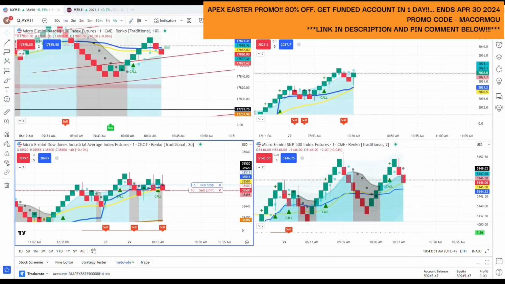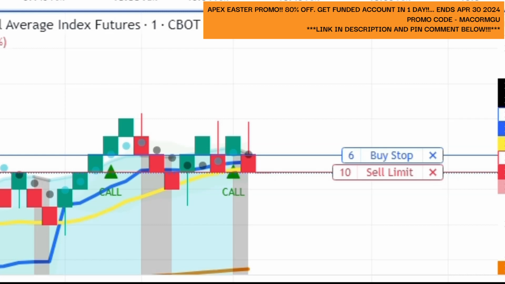And then I went in on a Dow Jones short, which was also an oscillator indicator, and I was able to get about 20 ticks. Check it out.